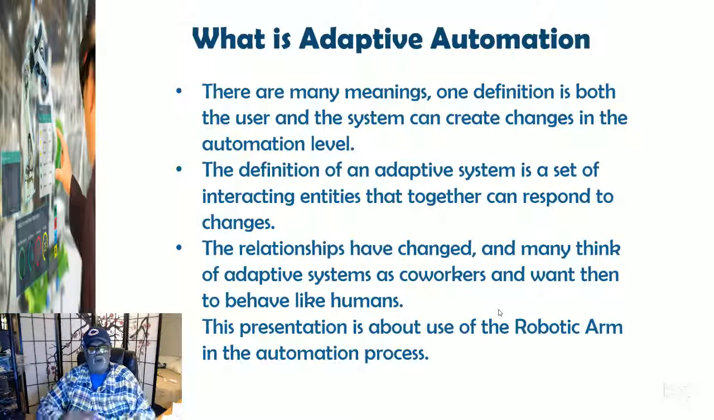What is adaptive automation? There are many meanings. One definition is that both the user and the system can create changes at an automation level. An adaptive system is a set of interacting entities that together can respond to changes. The relationships have changed, and many think of adaptive systems as co-workers, almost as friends, and want them to behave like humans. This presentation is about the use of a robotic arm in the automatic process with augmented reality.